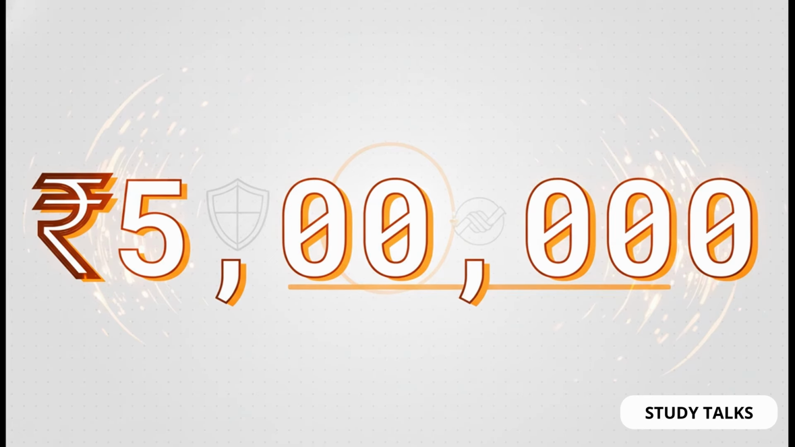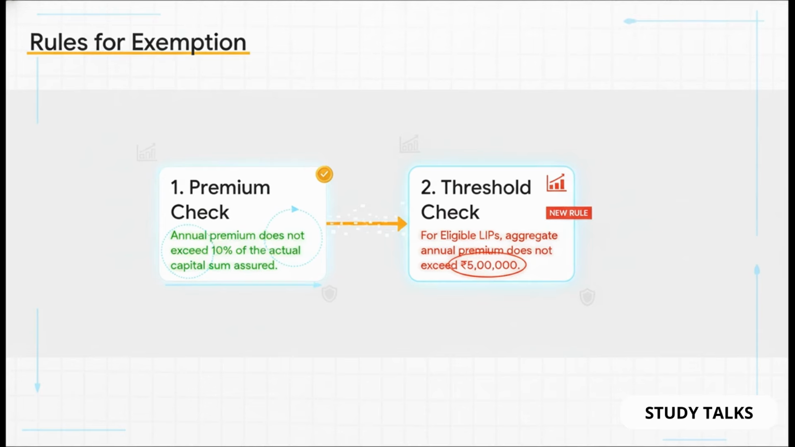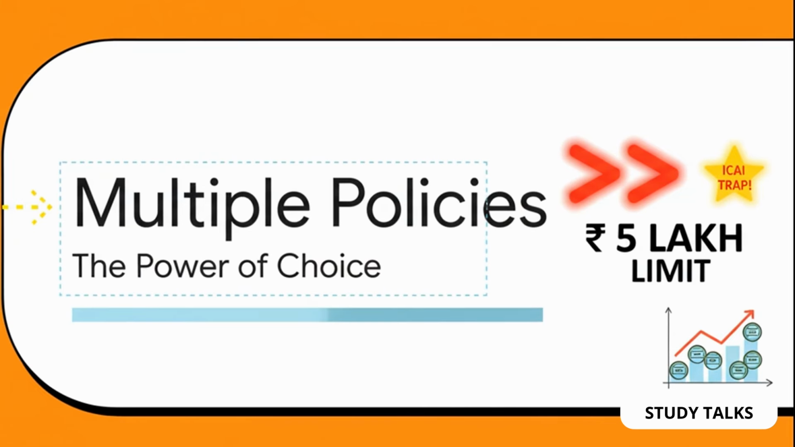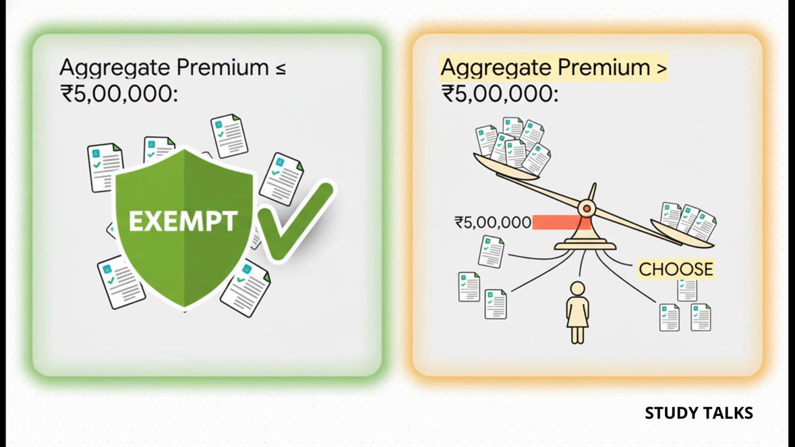But rule number 2, that's the big one. That's the new threshold check. It says the aggregate annual premium you pay in any year for all your eligible policies put together cannot go over 5 lakh rupees. Okay, that seems simple enough if you just have one policy. But you know ICAI, they love to test you on what happens when you have multiple policies. So what happens when you've got a bunch of them and their total premium just blows past that 5 lakh limit? Let's see. This slide lays it out perfectly.